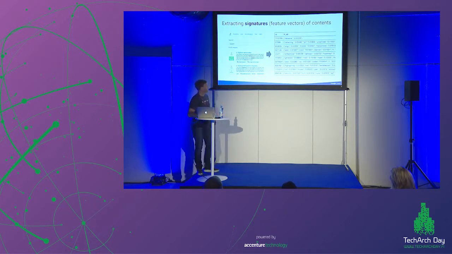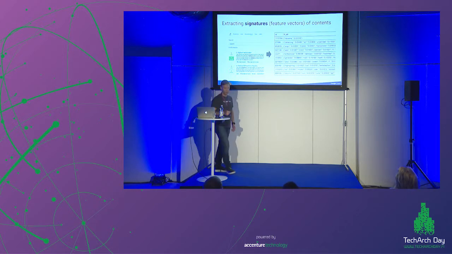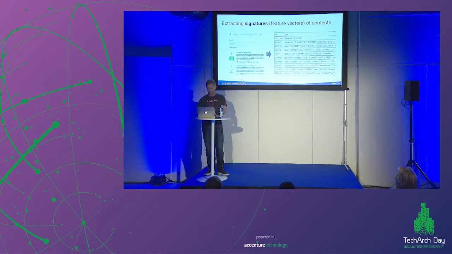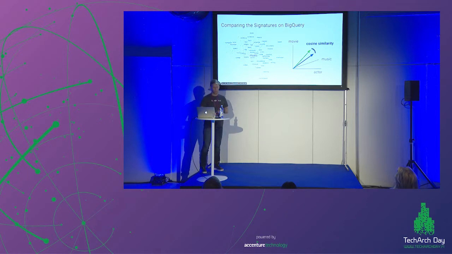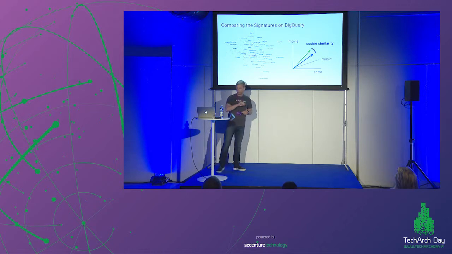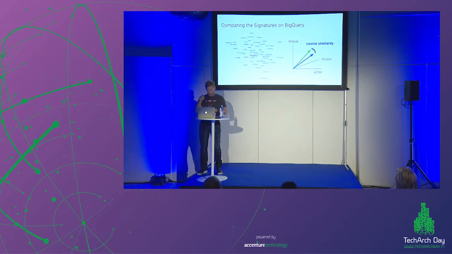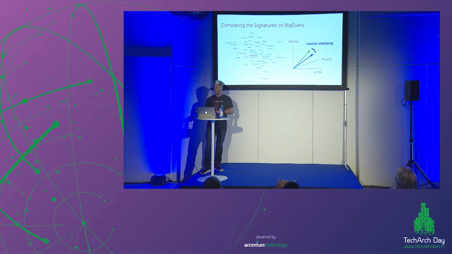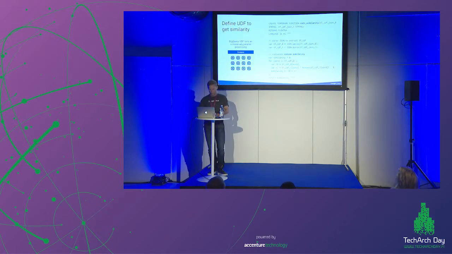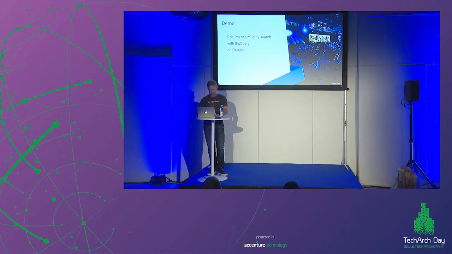So that will look like this: you will have an ID for each of the documents in your corpus, and then you will have an array with the word and its score. So that means that when you want to compare the feature vectors, you do cosine similarity. You look at the different vectors, and the smaller the angle between them, the more similar they are. So then we define a UDF to get the similarity. We don't need to run through this because we will do it in a demo.